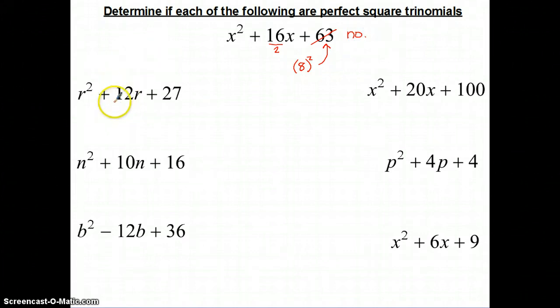Down below to the left, if I take 12 and divide it in half, I get 6. If I take 6 and I square it, do I get 27? I do not. 6 squared is 36, not 27, so this is not a perfect square trinomial. Go ahead and check the remaining 5 on your own after pausing the video.